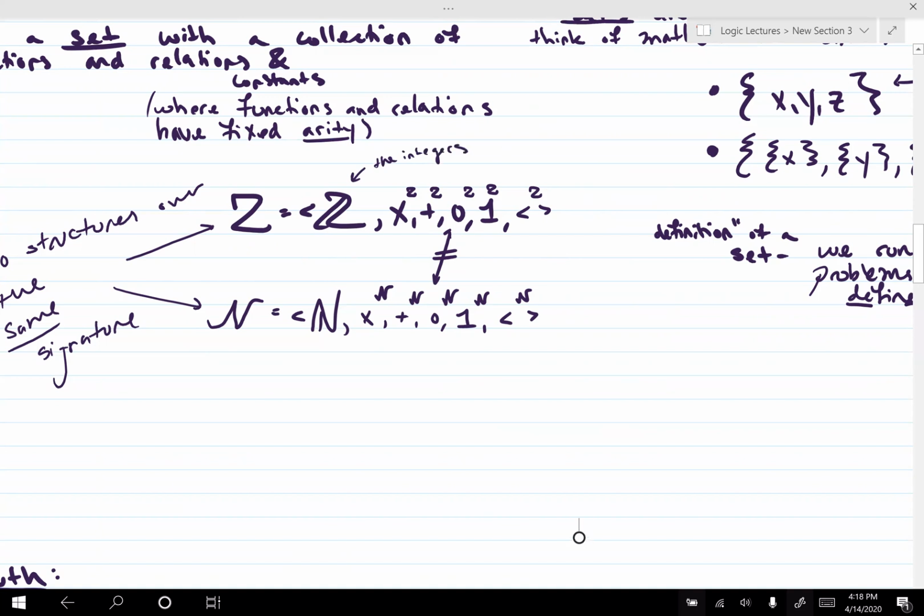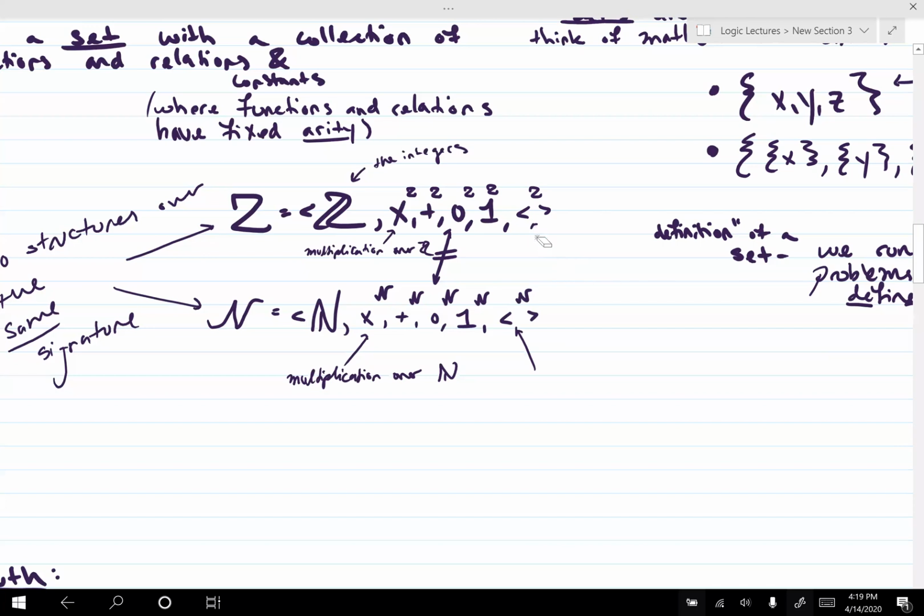And what I've done here, when I've drawn these little Z's on top, is I said, okay, this is multiplication over the integers. And this is multiplication over the natural numbers. And the same thing with the less than relation. So they're slightly different because I've interpreted them into two different structures differently. Now, in this case, they're very, very similar.